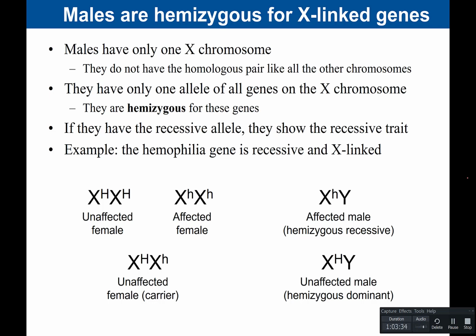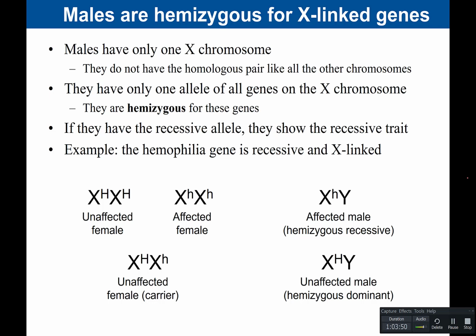So notice that the only way you get a female that has this sex-linked disease is if she inherits 2 bad copies. Males only have to inherit 1 bad copy. 1 bad copy is enough for them to have that trait. This is why it's much more prevalent in males than it is in females.